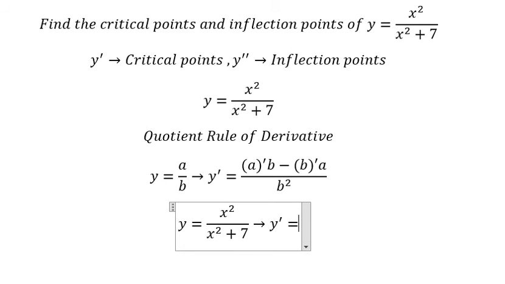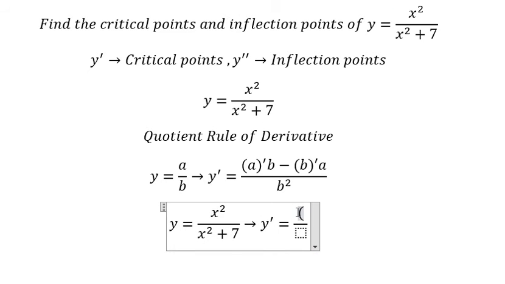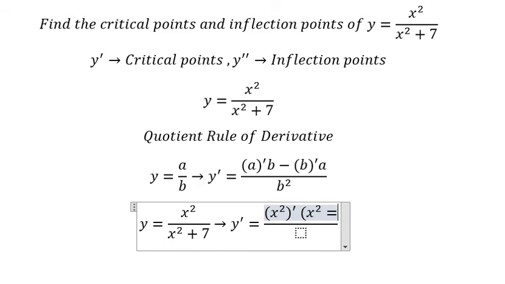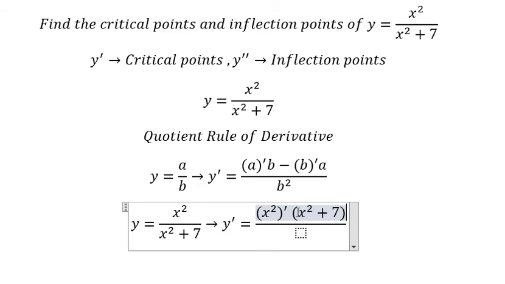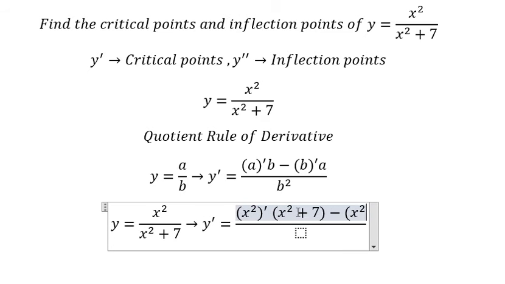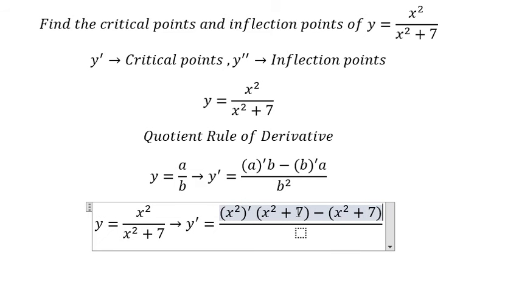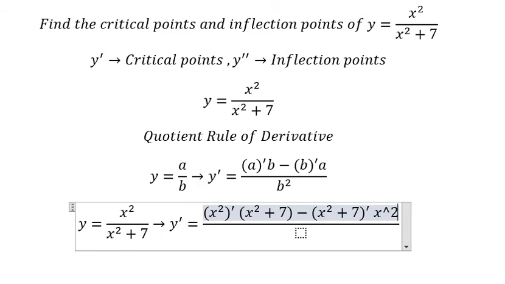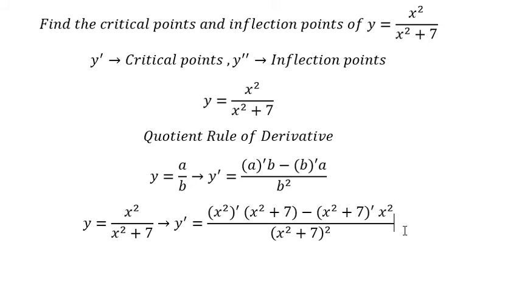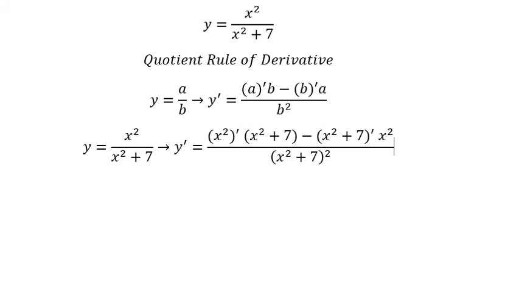So we need to do the first derivative of s squared multiplied by s squared plus 7, minus the first derivative of s squared plus 7 multiplied by s squared in here. Later, we do the first derivative of s squared plus 7 to the power of 2. Next we have the formula in here.